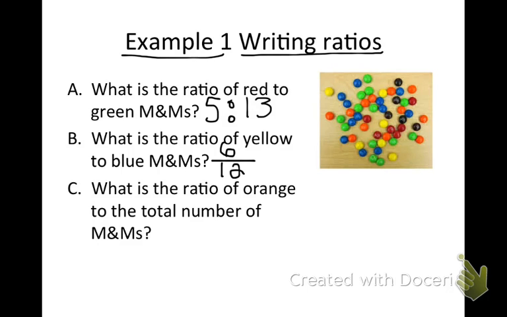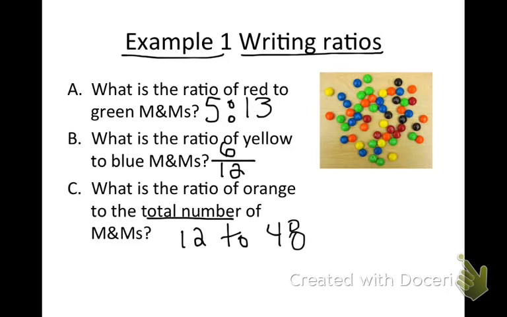Okay, and then what is the ratio of orange to the total number of M&Ms? So let's look at how many orange. I have 1, 2, 3, 4, 5, 6, 7, 8, 9, 10, 11, 12. Now, do I really need to count up all the M&Ms, or can I add up my red and my green and my yellow and my blue and my orange? I think I can. So let's add those up. I have 18 plus 6 is 24, plus 12 is 36, plus 12 is 48 total M&Ms. So I'm representing the three different ways I can write my ratios.